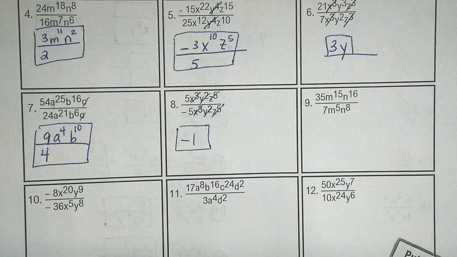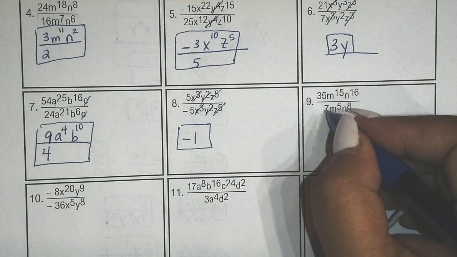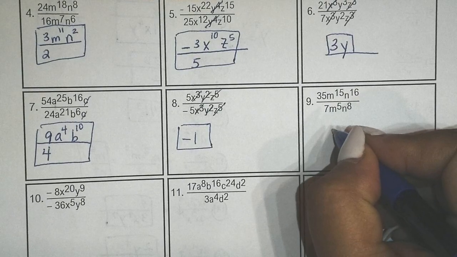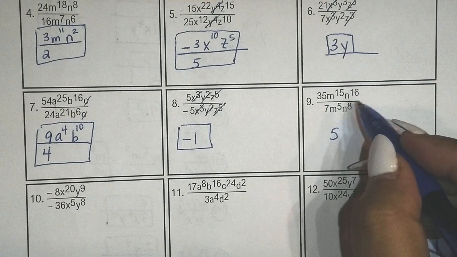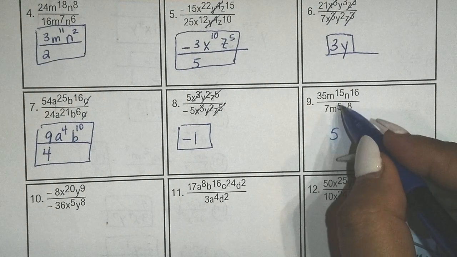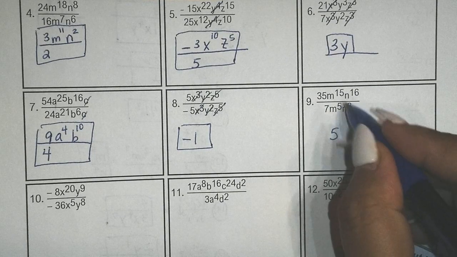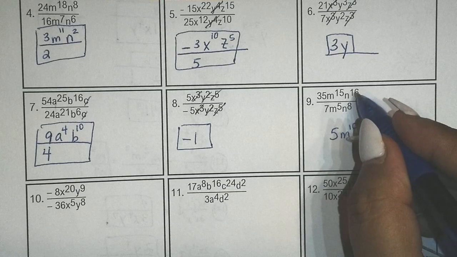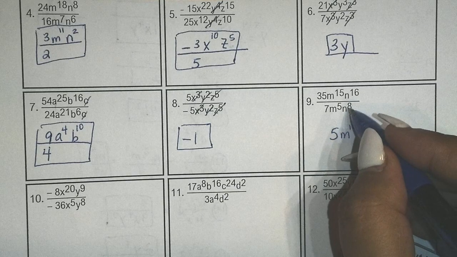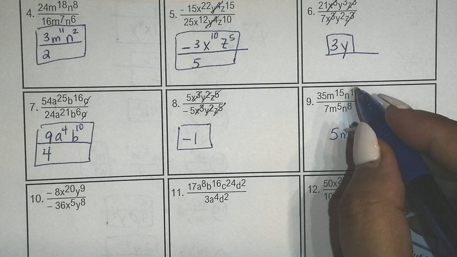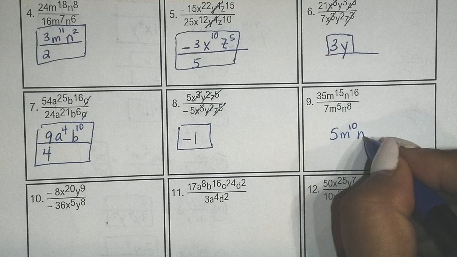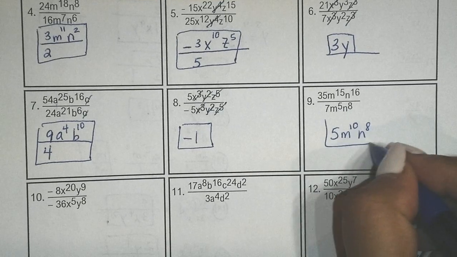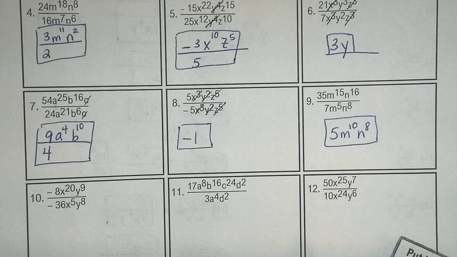All right, number 9. 35 divided by 7 is 5. Now, 15 m's on the top, 5 m's on the bottom. 15 minus 5 is 10, so I'm going to have 10 in the numerator. Same with the n's. We got 16 on the top, 8 on the bottom. 16 minus 8 is 8, so we got 8 in the numerator. And that is my answer.